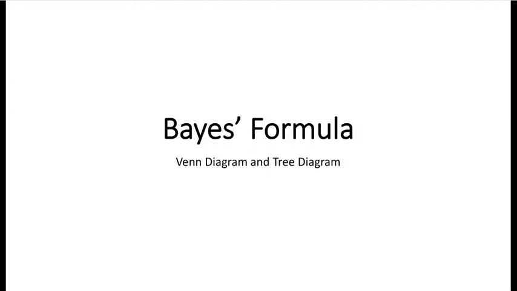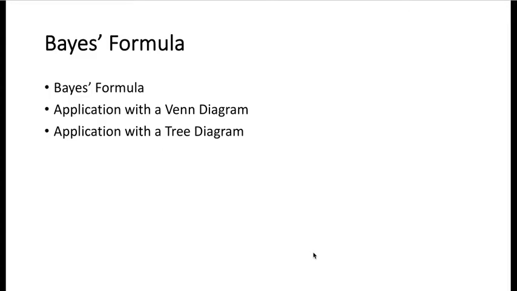Today we're talking about Bayes' formula. What I'm going to do in this screencast is first introduce you to Bayes' formula. Then we're going to go through two examples, one with a Venn diagram and one with a tree diagram. Let's get started.